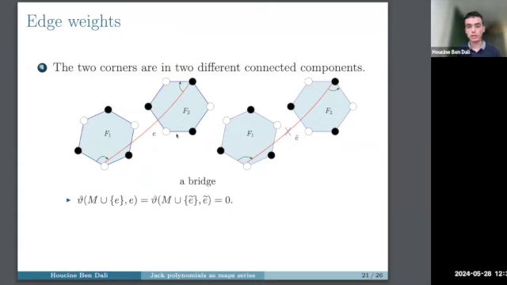And the last case is the case where we are adding an edge between corners in different faces, but these faces are also in different connected components. From a geometric point of view, adding such an edge, which is called a bridge, is taking some sum of two surfaces, is gluing two surfaces. And such an operation does not increase the non-orientability of the surfaces. So we'll always decide that a bridge will have a weight 0.